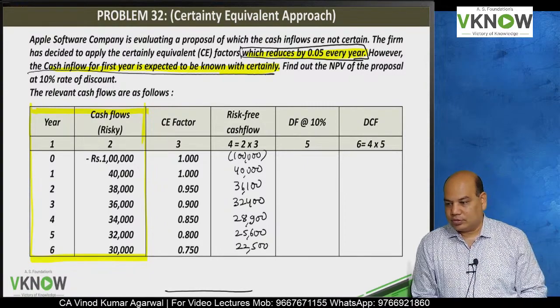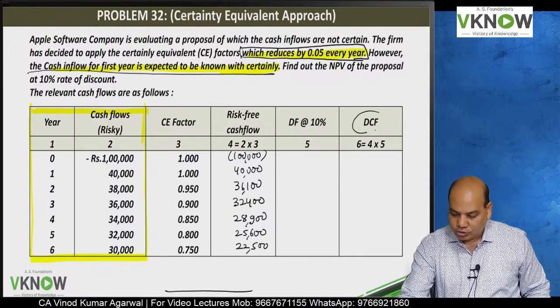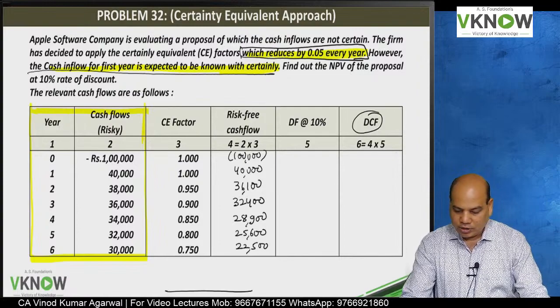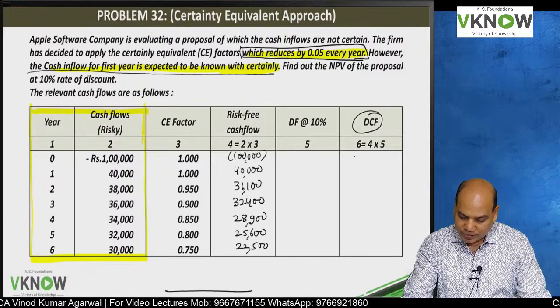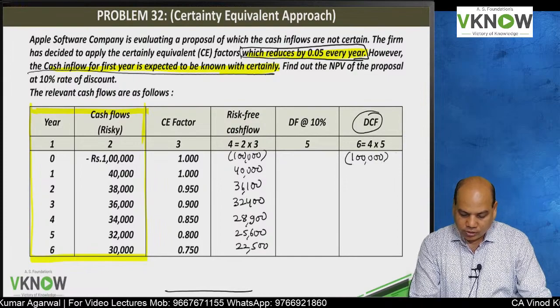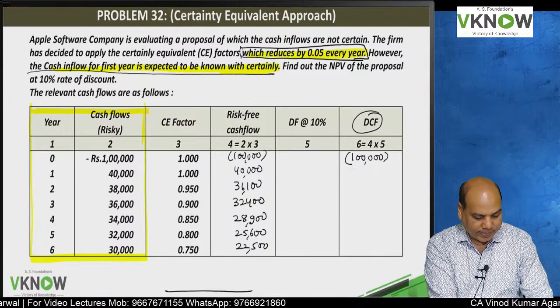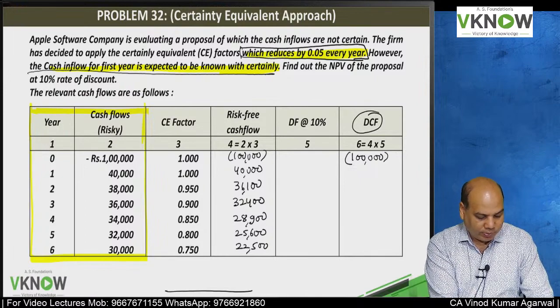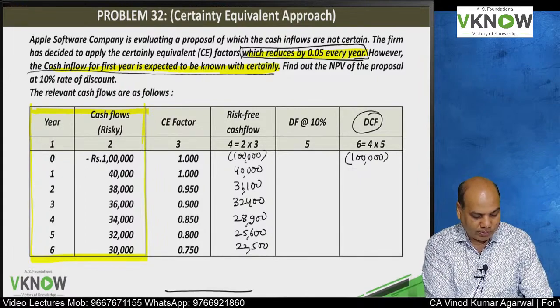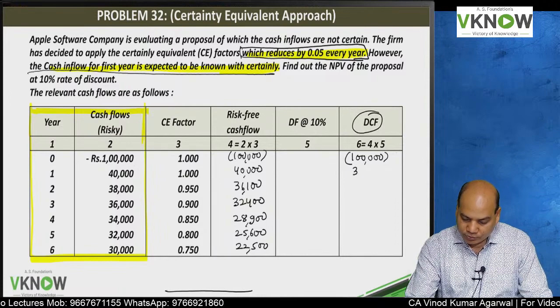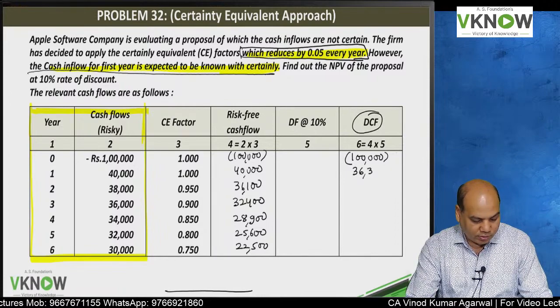Okay, now I'll directly go to this column and we can get the present value directly. This is 1 lakh because year 0. Now you type 40,000 on the calculator, divide by 1.10, equal to, memory plus. 36364. You can round off.